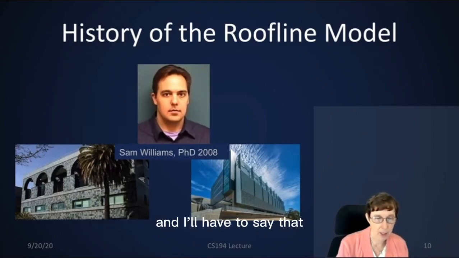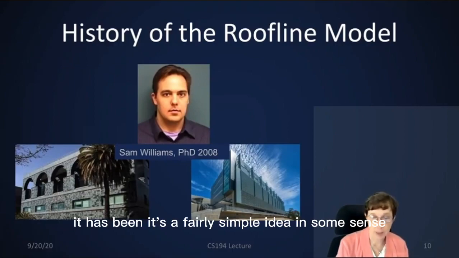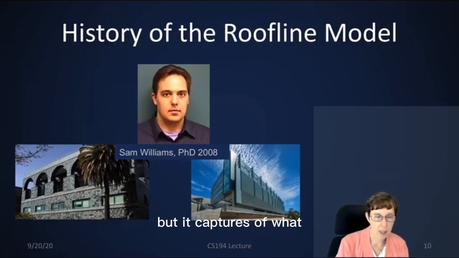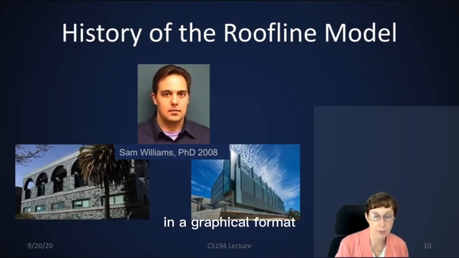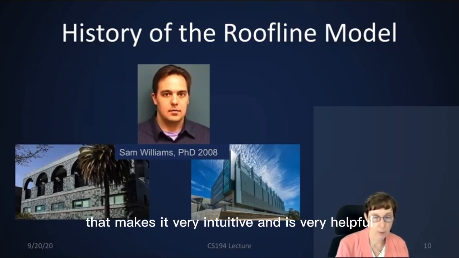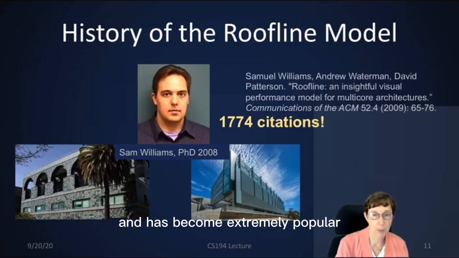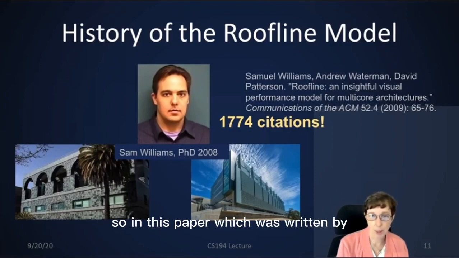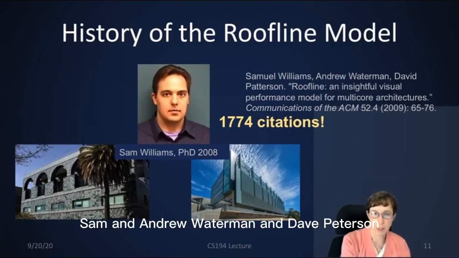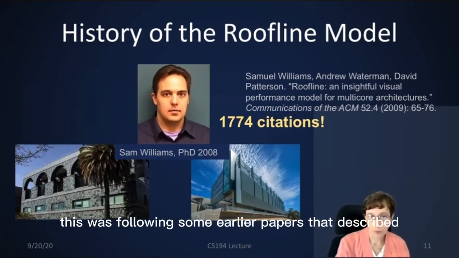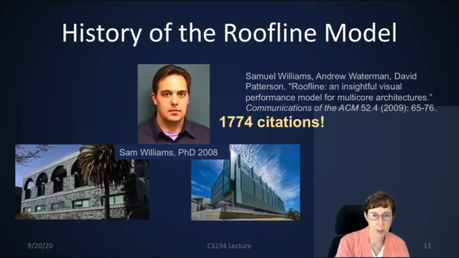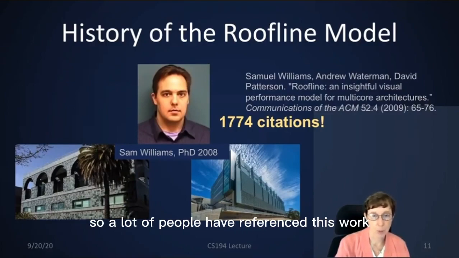And I'll have to say that it's a fairly simple idea in some sense, but it captures what people had been thinking about in a number of different ways in a graphical format that makes it very intuitive and is very helpful and has become extremely popular. So in this paper, which was written by Sam and Andrew Waterman and Dave Patterson, in the Communications of the ACM, following some earlier papers that described the roofline model, this paper alone has over 1,700 citations. So a lot of people have referenced this work.